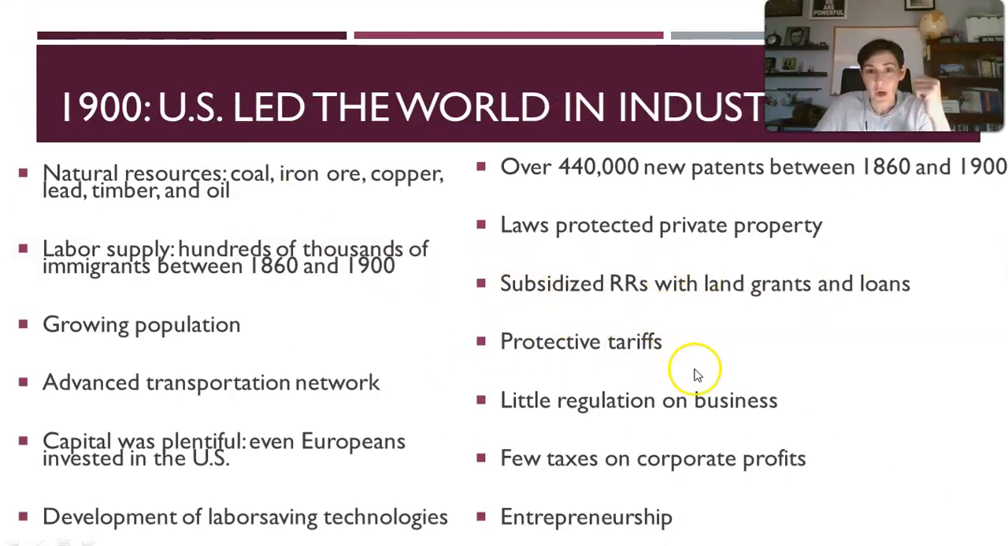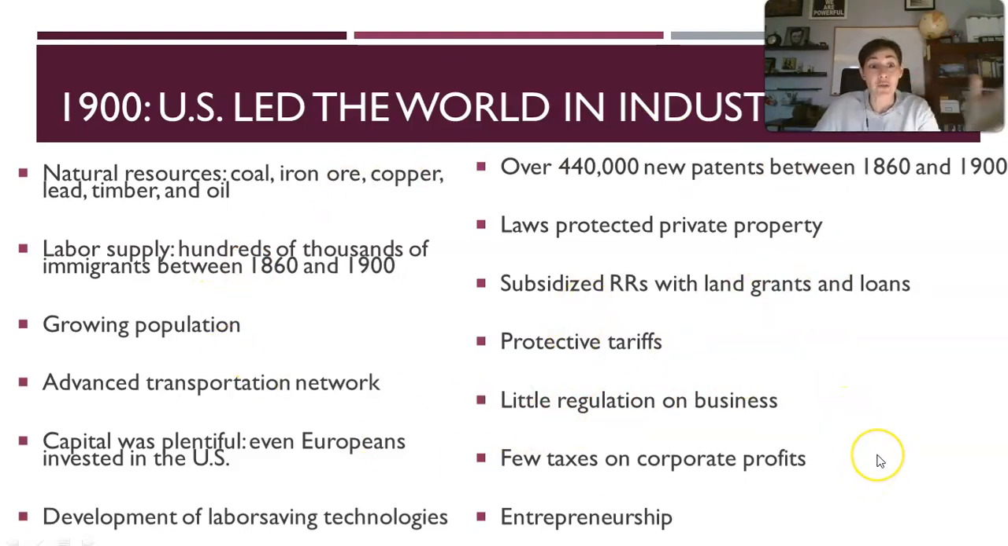So in 1900, we led the way in industry. You can read this on your own. This is just to give you a big picture idea of where the U.S. was. The U.S. is not a world power at this point, but it will become a world power, as we know. And one of the reasons why it does is because of all of these things.